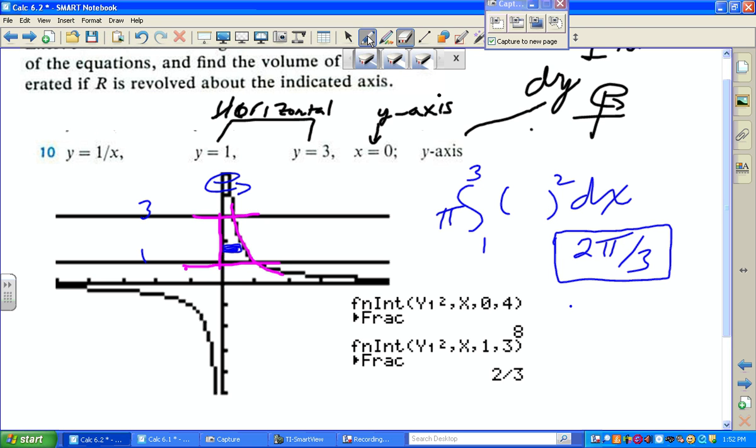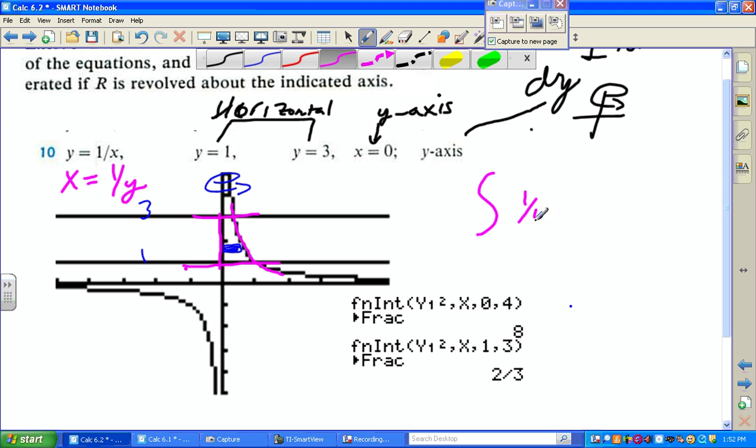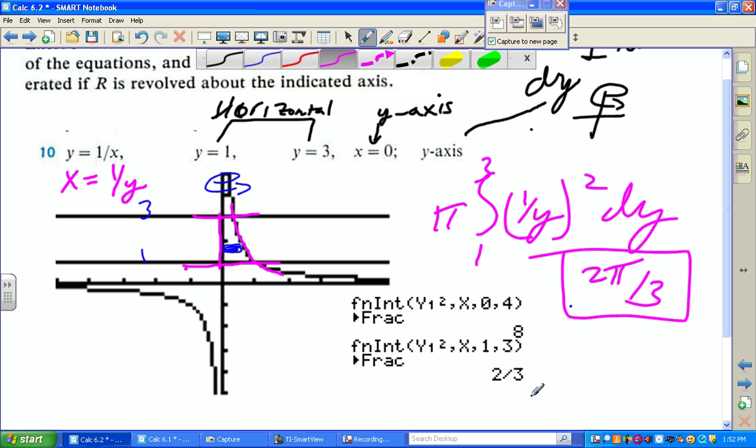What was the first one? I know, but I just botched that problem up. I wasn't even paying attention to the y-axis. Wait a minute. It turns out the same. X equals 1 over y. Well, I should have addressed it, nevertheless. Reciprocal function. 2 pi over 3. Now I got the right integral with the right graph.